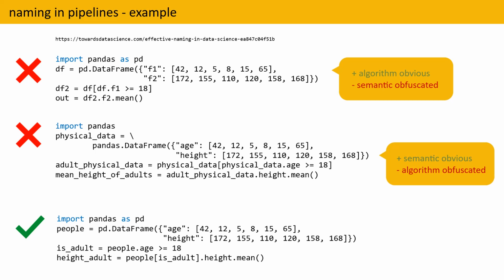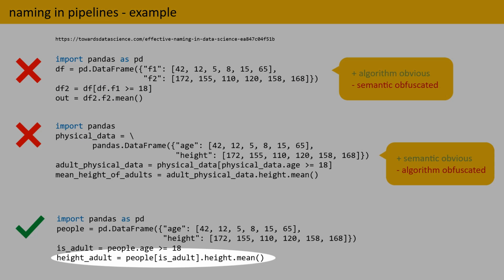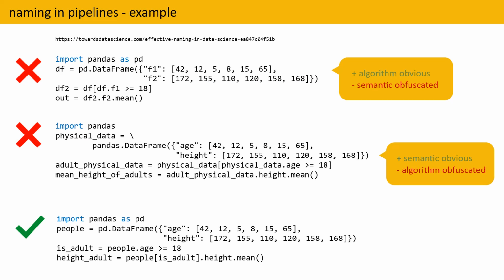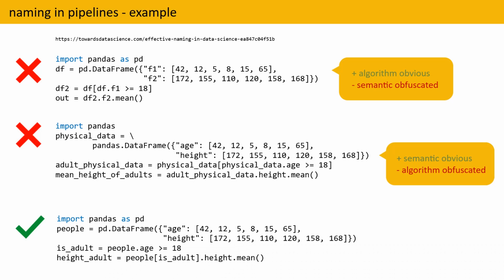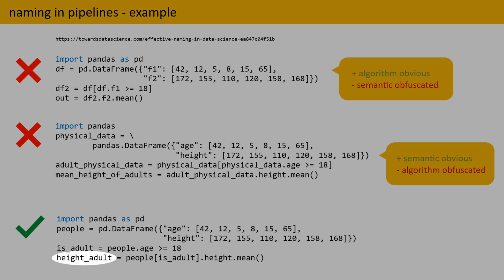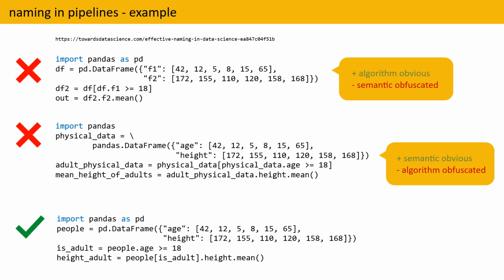Finally, we write the entire processing pipeline in one line. Note that the right side is now a very readable description of the process. Filter people for adult, take their heights, and compute the mean. Since we have code that is easily understood on the right, we can pick a shorter name such as height_adult on the left. Let's talk a bit more about data processing pipelines, since they are common in data science.